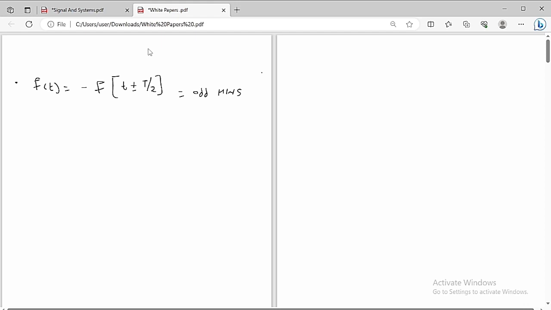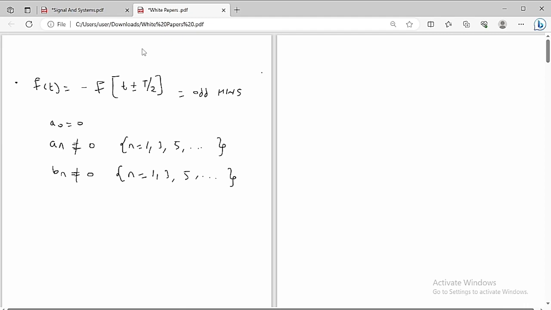So what is the meaning of this one? We can say A naught is equal to 0. So An and here Bn. I have already told you, it's odd half-wave symmetry. Odd half-wave symmetry means only the odd harmonics of all the cos terms and sine terms are going to be present. So An is not equal to 0 for n is equal to 1, 3, 5, cosine. Bn is also not equal to 0 for n is equal to 1, 3, 5. So only the odd harmonics are going to be present.